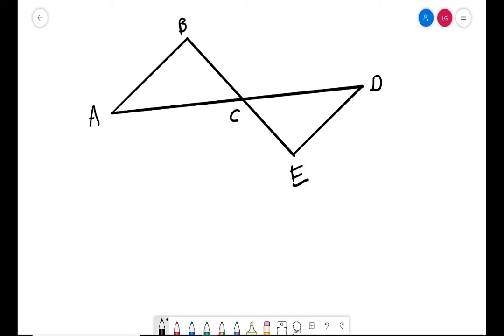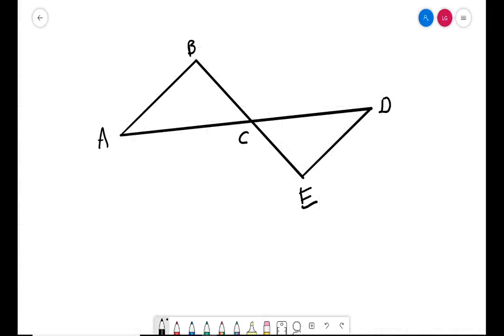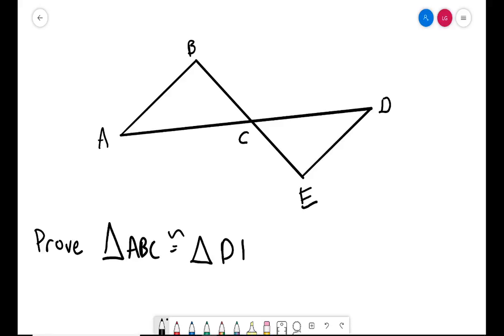So the first thing I want to talk about is we're trying to prove something. So for example, in this case, we're trying to prove the triangle labeled ABC is congruent to the triangle labeled DEC. Now, what does that mean?